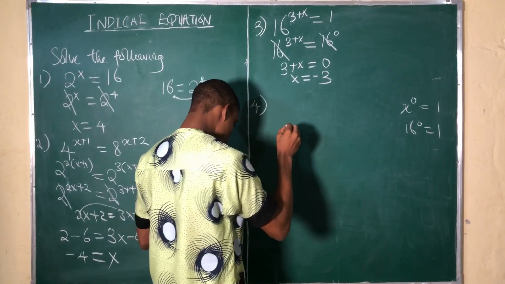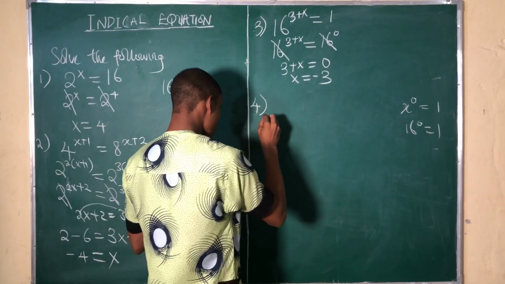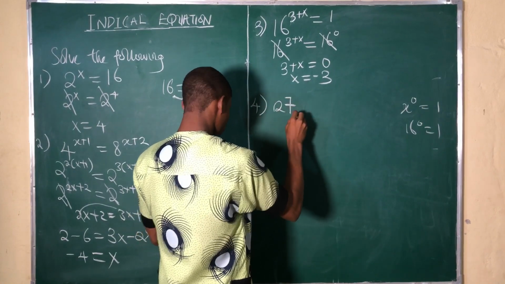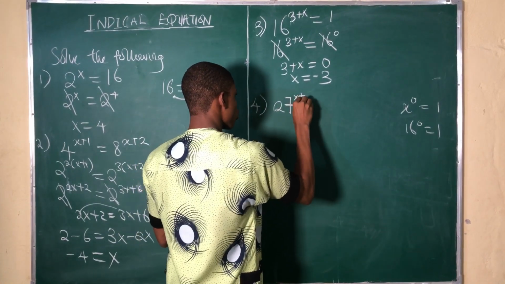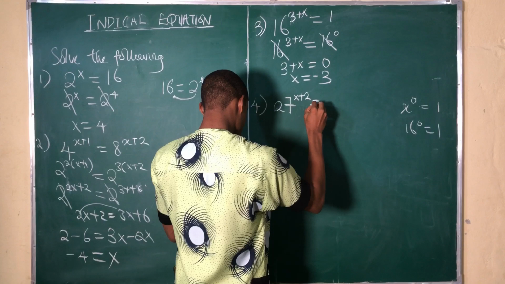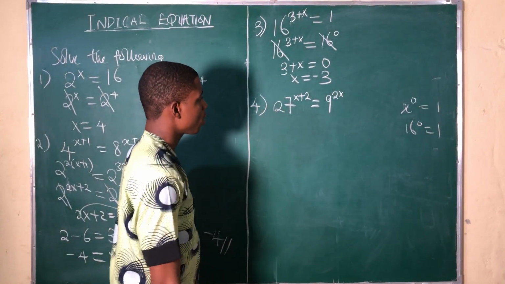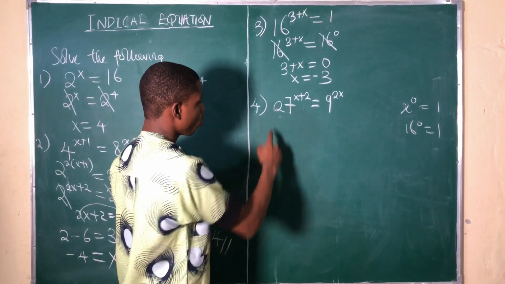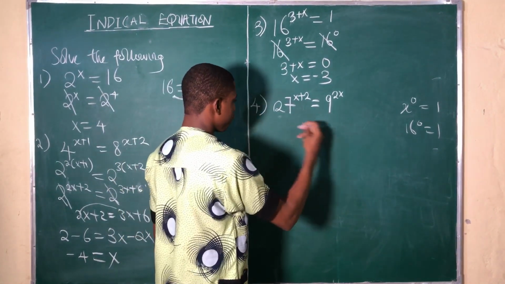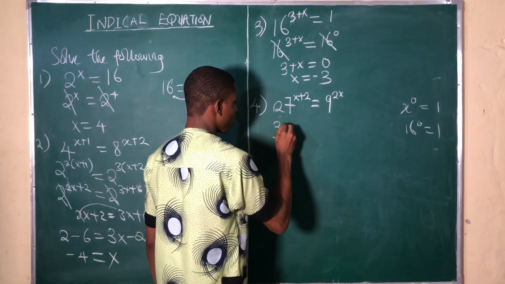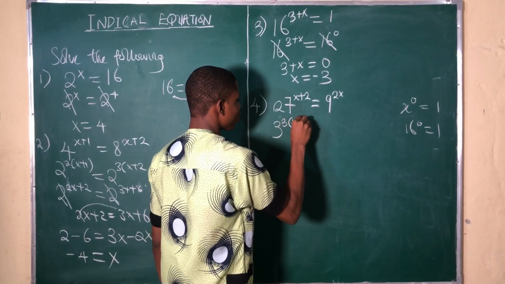Of course, we have 27 to the power x plus 2 is equal to what? 9 to the power 2x. Of course, 27 is a multiple of 3. 9 is a multiple of 3. Rewriting this, we have 3 raised to power what? 3 bracket x plus 2.